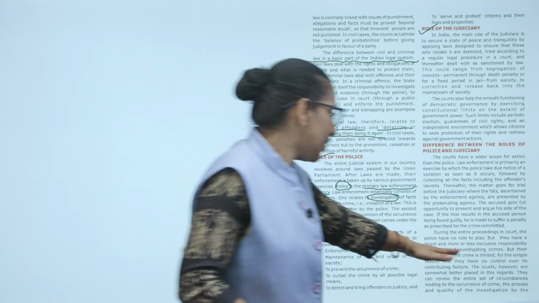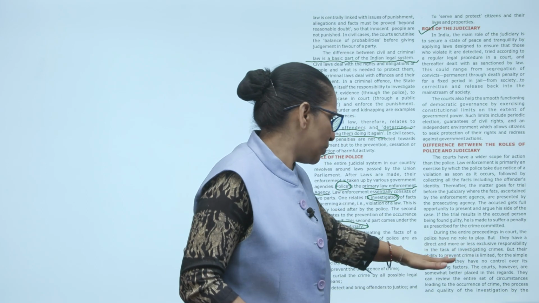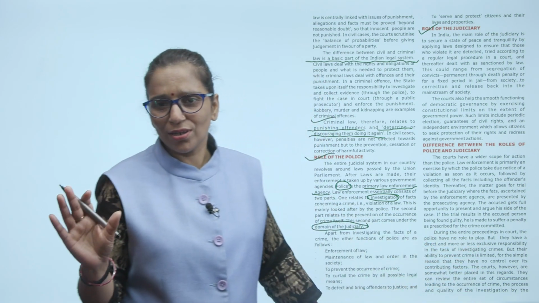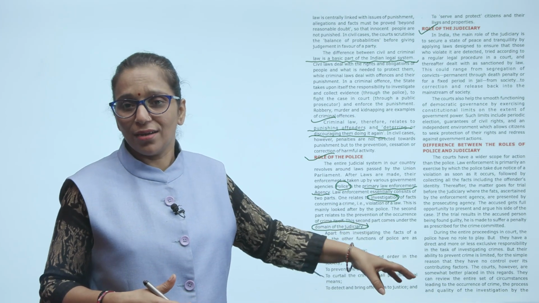Police have a direct or more or less exclusive responsibility in the task of investigating crime. But for the rest, the courts are somewhat better placed in this regard. They can review the entire set of circumstances leading to the occurrence of the crime, the process, and the quality of investigation done by the police.